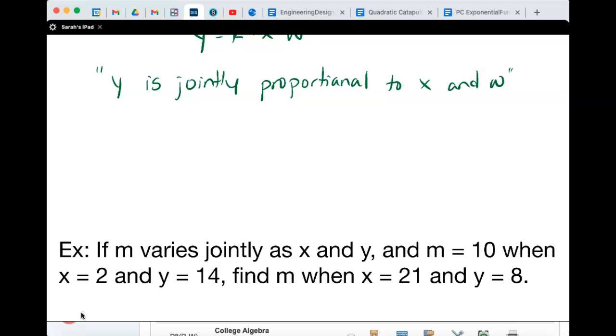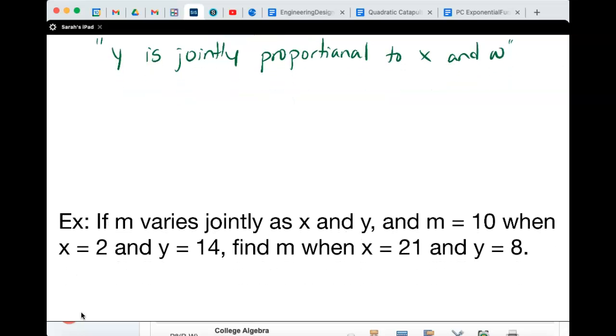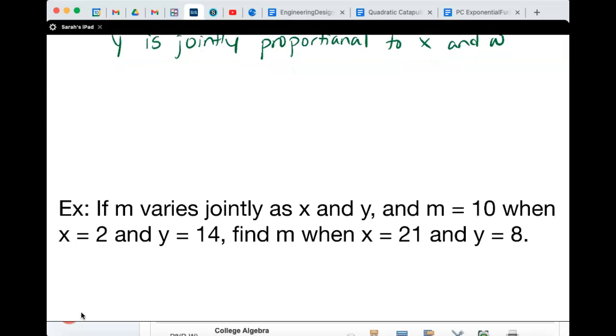So does anybody know how this would start out based on the first phrase? Sorry, what did you say? Okay. Which looks like? And I'm going to use x times y instead. So this is our setup, which is based on this first phrase.